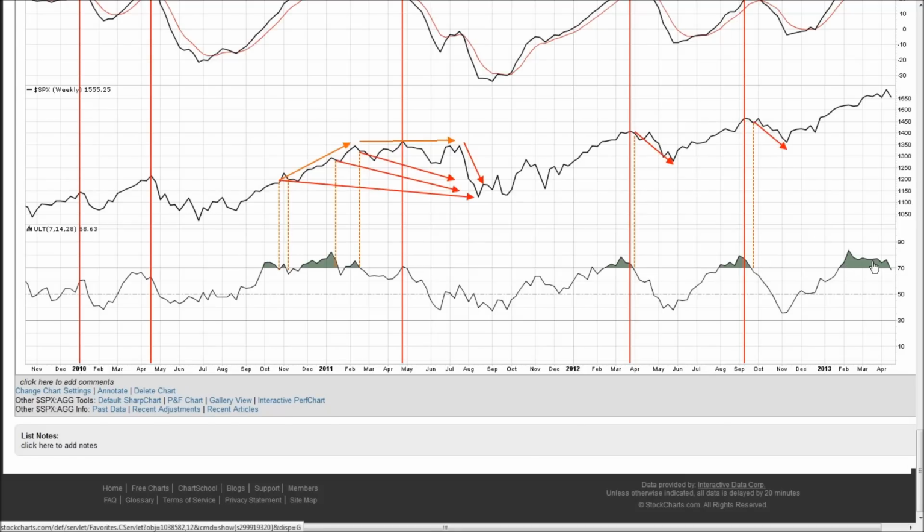High probability move in 2013. This is the ultimate oscillator for the ratio of stocks to bonds. Stocks do well. Last week we got a close below 70 on the ultimate oscillator, which looks similar to this period here and this period here, where corrective activity in the stock market followed.